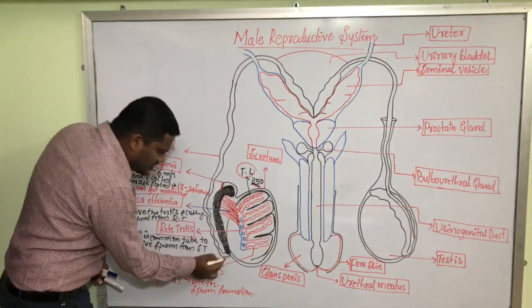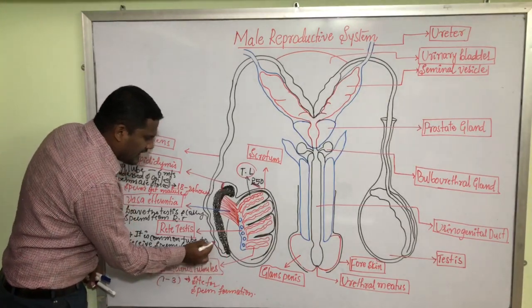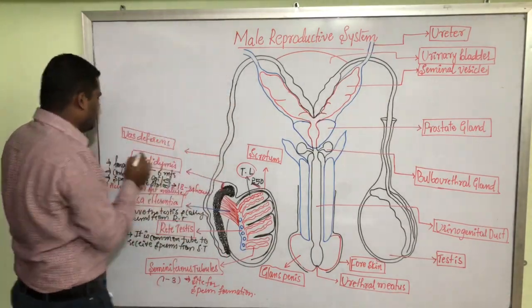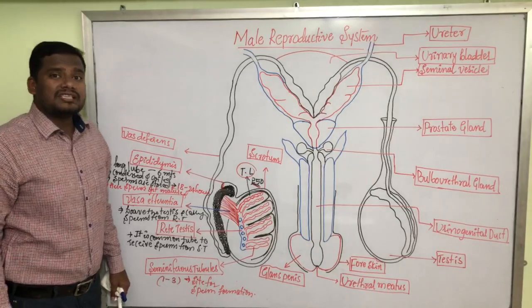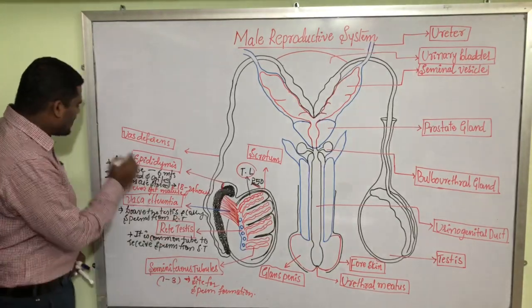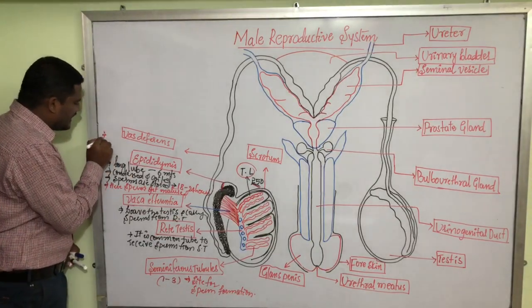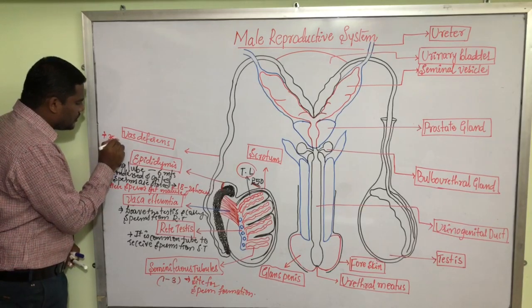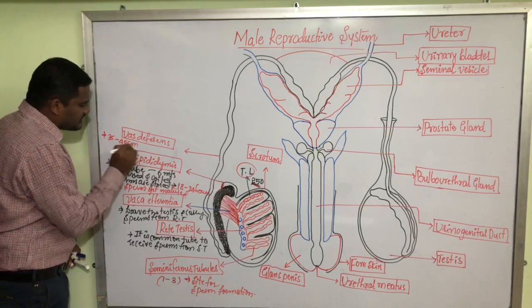Now from the epididymis, sperms come to a long tube. This tube is called the vas deferens. Vas deferens is approximately 35 to 40 centimeters long.